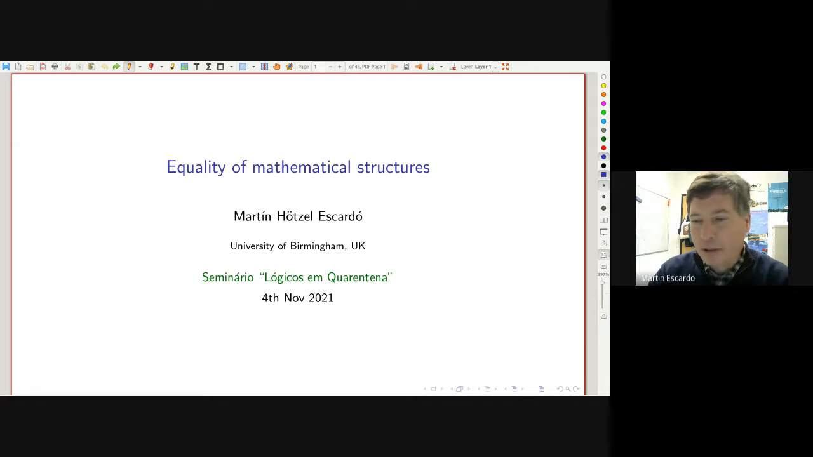So I want to talk about univalent foundations and homotopy type theory and Martin-Löf type theory, but I'm not going to assume any background on this subject. I'm going to try to introduce everything from scratch, and the main focus here will be on the notion of equality. If I manage to move to the next screen here. Here we go.